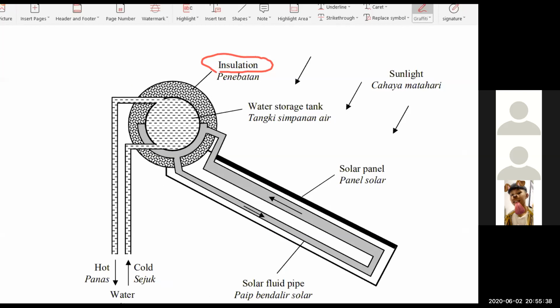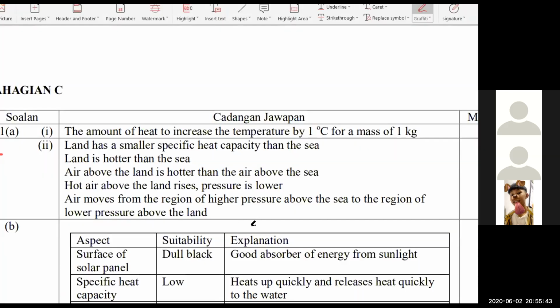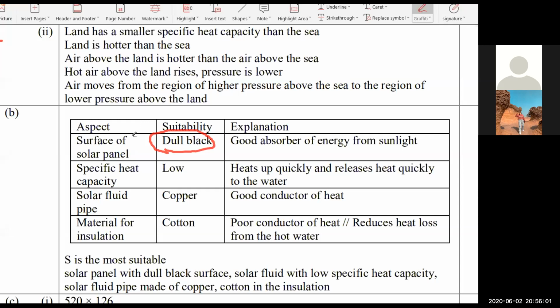Okay, now you check the answer. You can copy the answer now. Surface is dark black, which is black color. Good absorber of heat from the sunlight. Okay, the reason you must give answer in the table. This one no need to write. You only give answer for these two, the suggestion and the explanation.